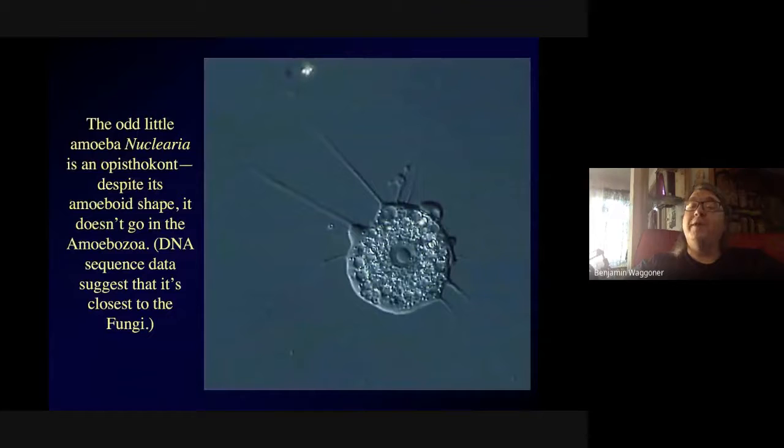So are some protists, like this weird little amoeba called Nuclearia, which looks vaguely like a fried egg. Despite its amoeba shape, the DNA says that it's not closely related to the Amoebozoa. It doesn't go in with that first group that we talked about. It's actually more closely related to fungi than to anything else. So that's an opisthokont by common ancestry, even though it looks like it should go off with the amoebas. It's not closely related to them.